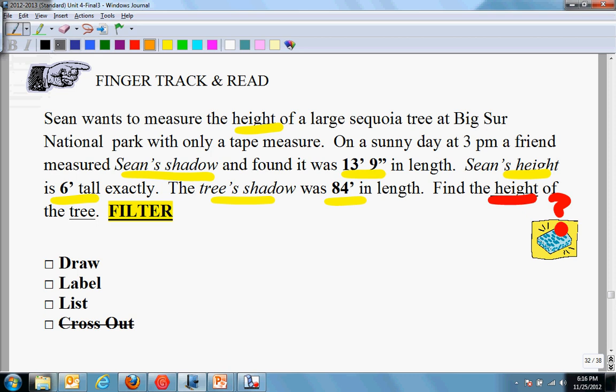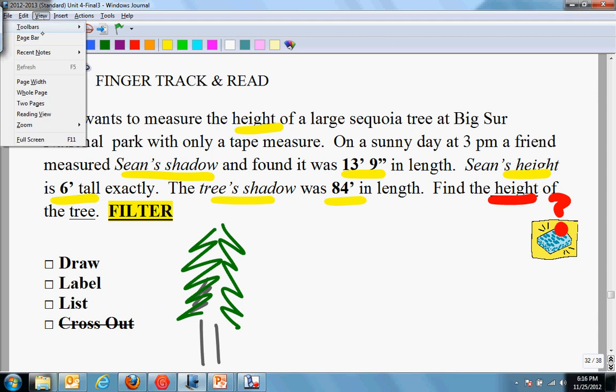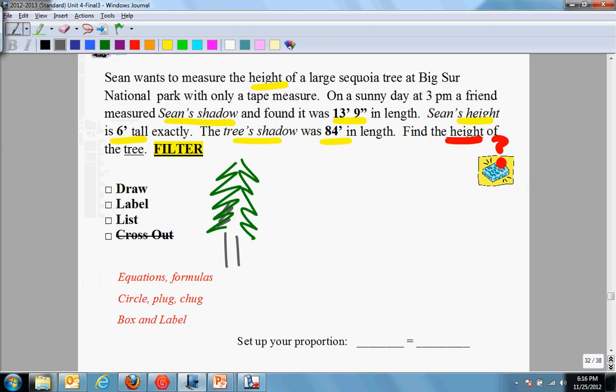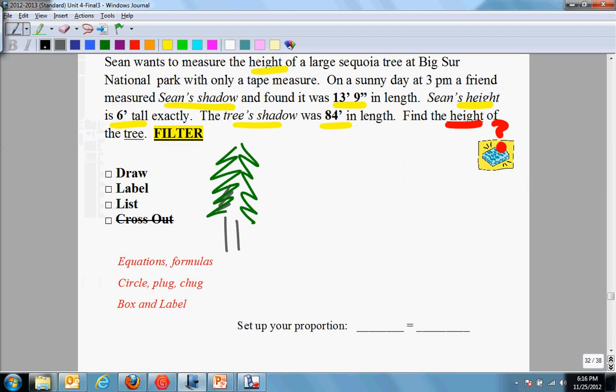So we have a tree here. So we're going to draw a tree. And then we have Sean. There's Sean. And here, what kind of information we have here? The height of the tree is our unknown. So we're going to do this bracket here and call this X.